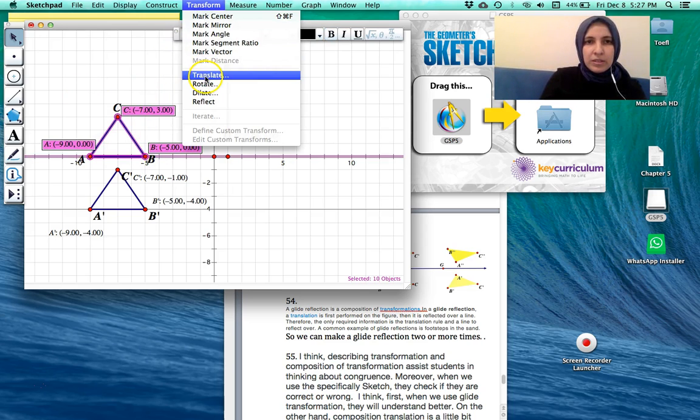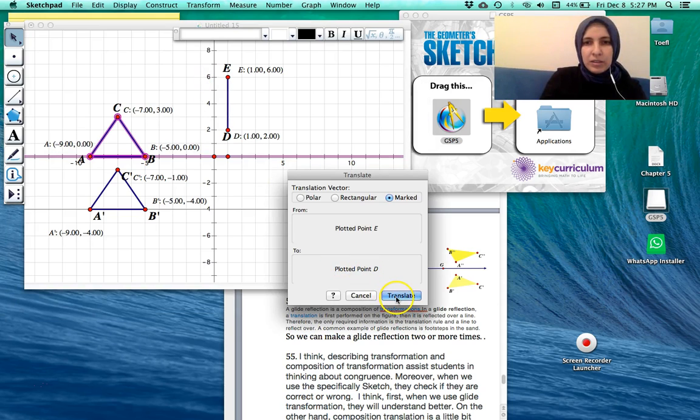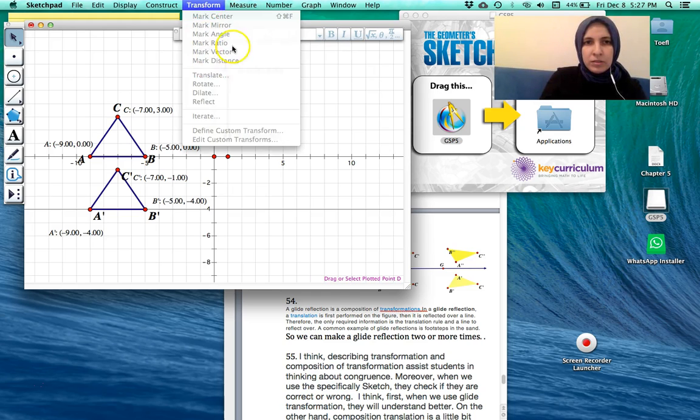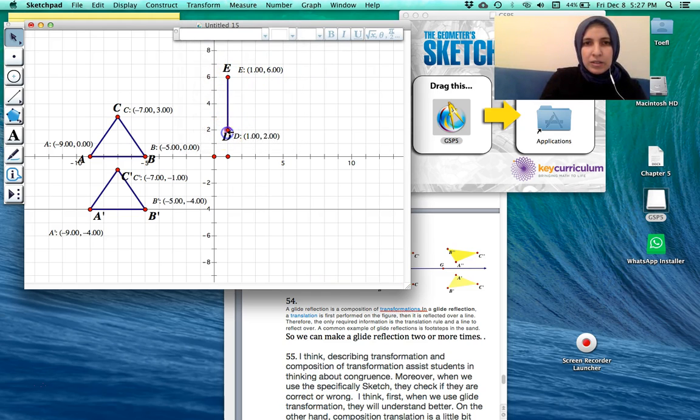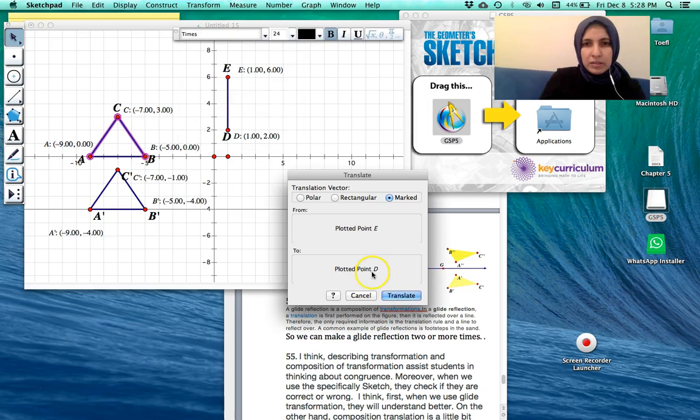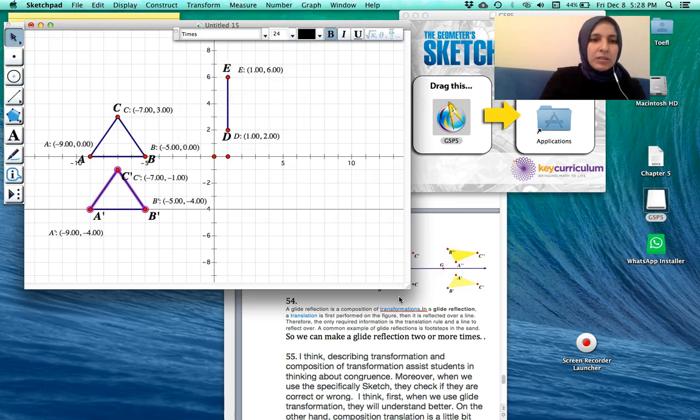Again, let's translate, and from D to E, do the same things as before, and then pick the triangle, translate. Yes, in that time also I got the same triangle.